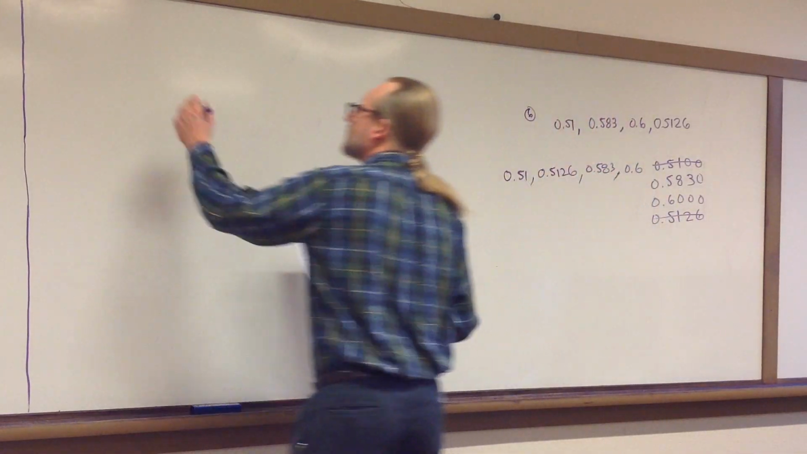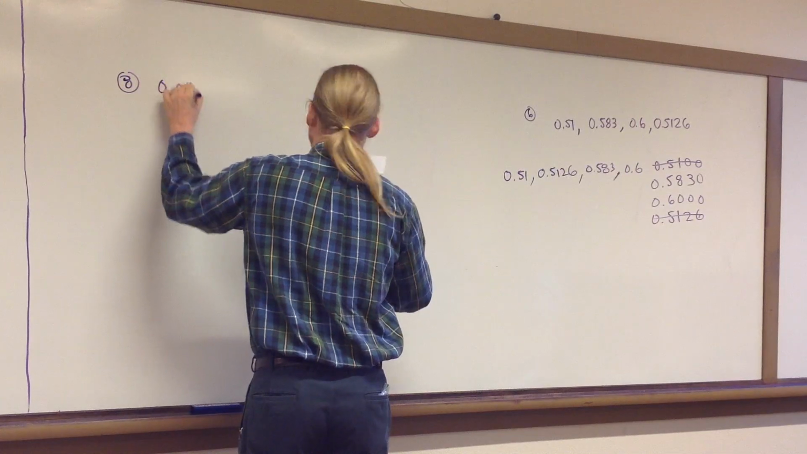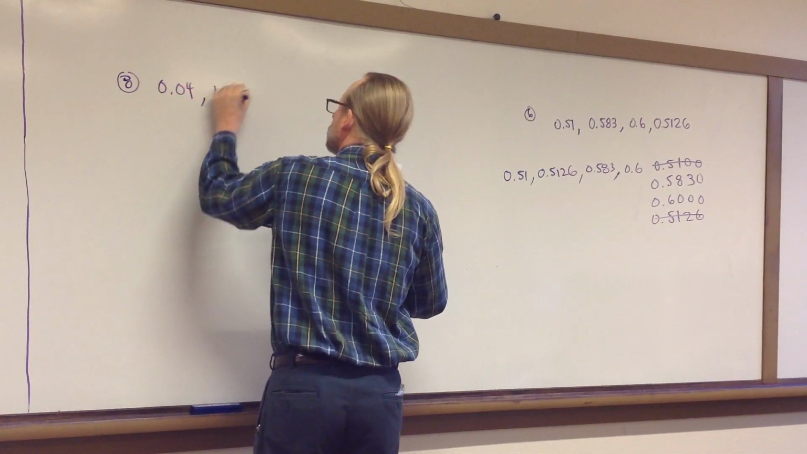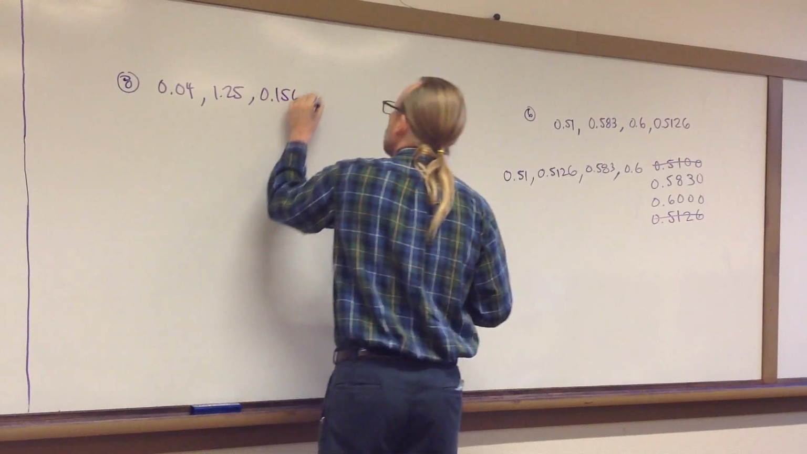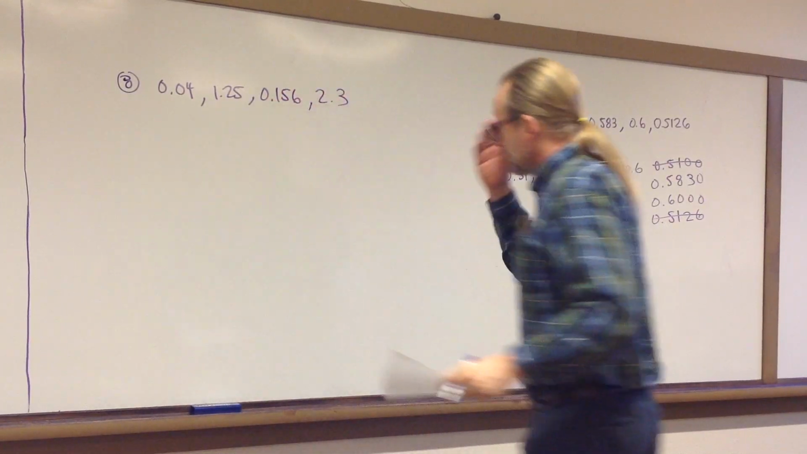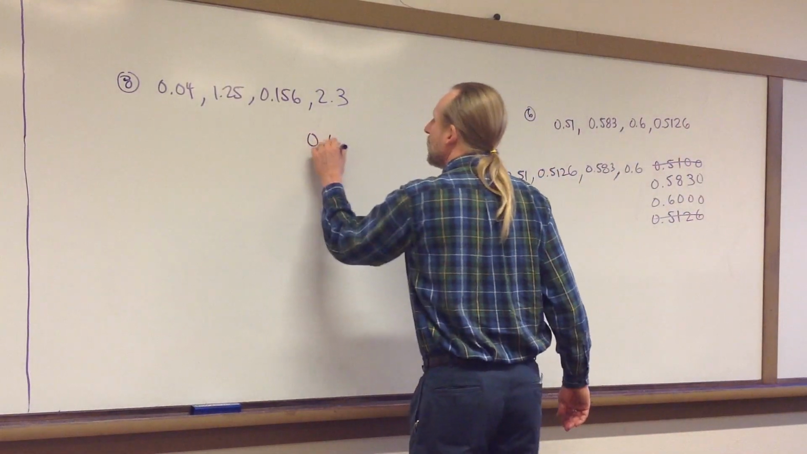Let's do number 8. Yeah, we'll do 8 and 10, and then we'll move on. 0.04, 1.25, 0.156, and 2.3. Okay, so let's line them up along the decimal point.